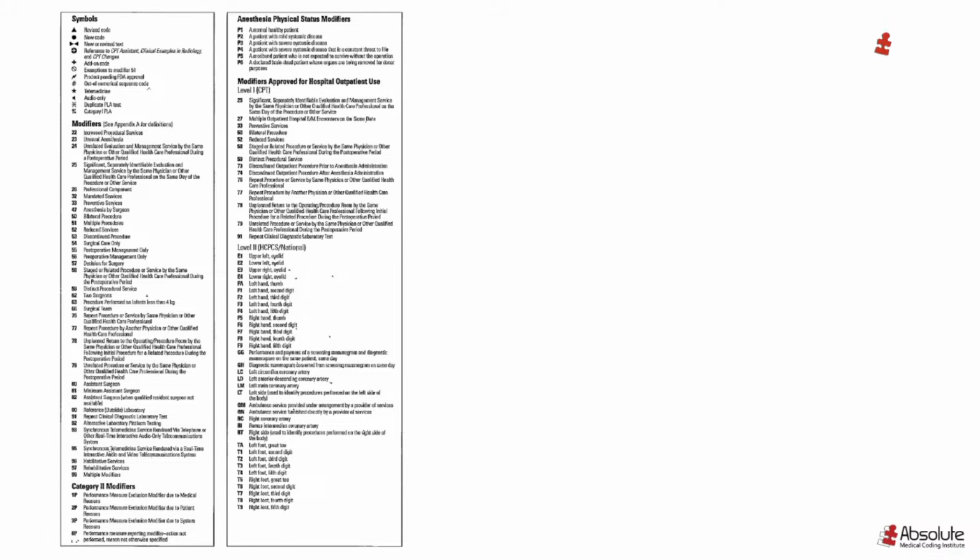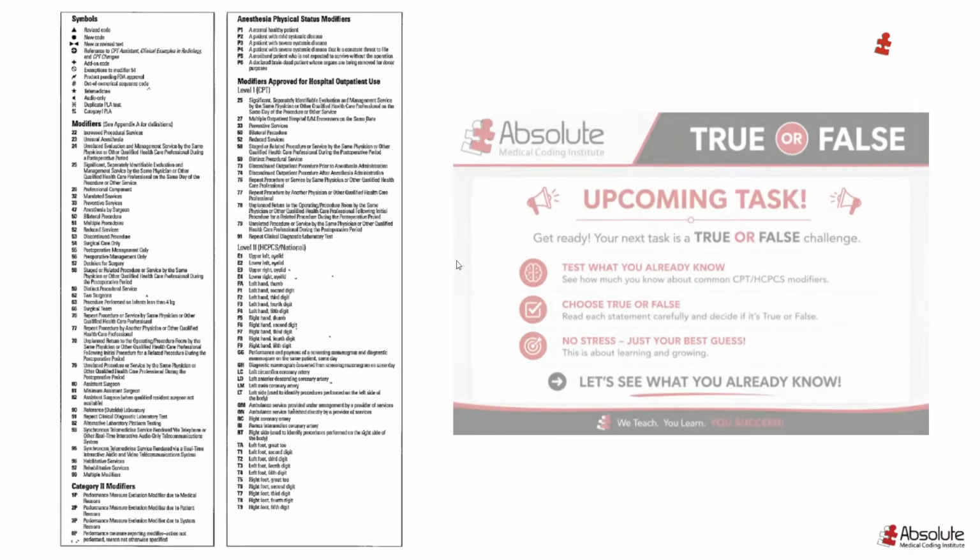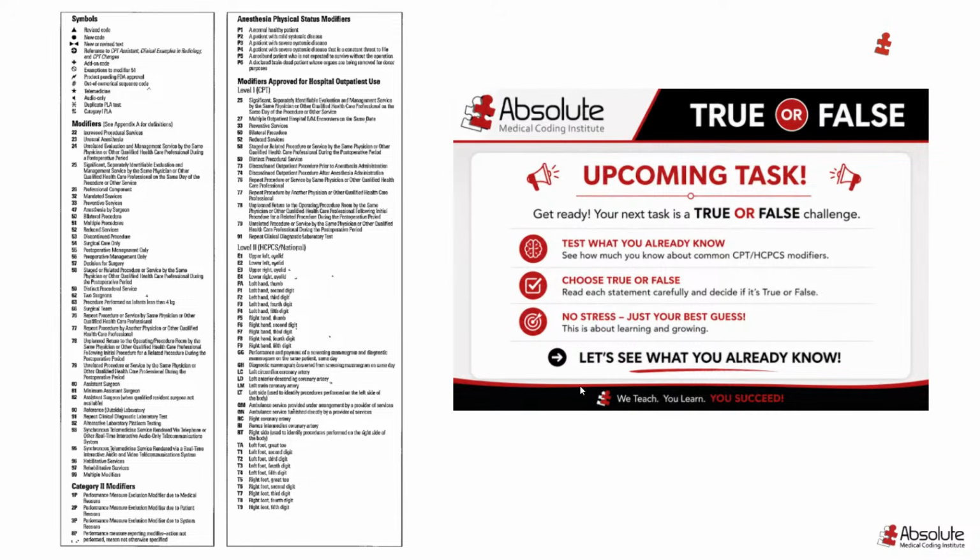So I want you all to get familiar with that. And also, these are just abbreviated definitions. The full definitions are in the back in Appendix A. So if you aren't sure and you're not clear and you need that full definition, you go back to Appendix A and grab that modifier definition.